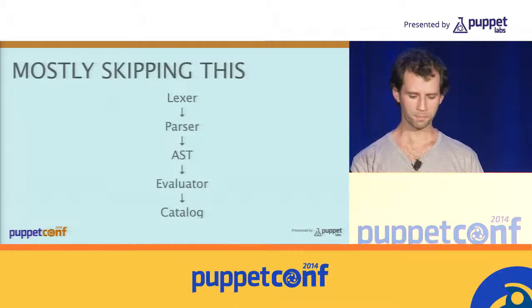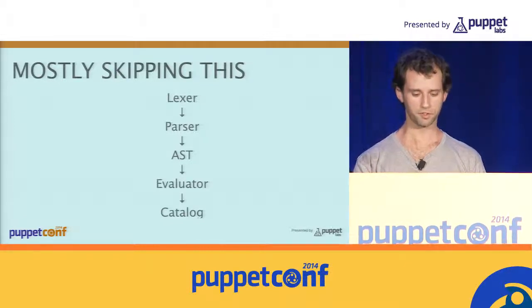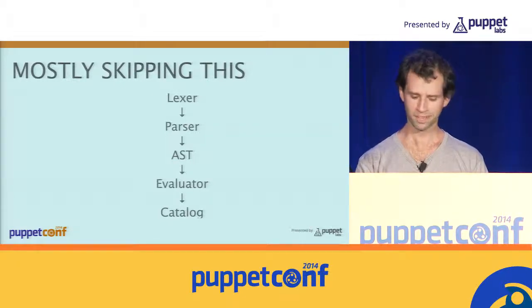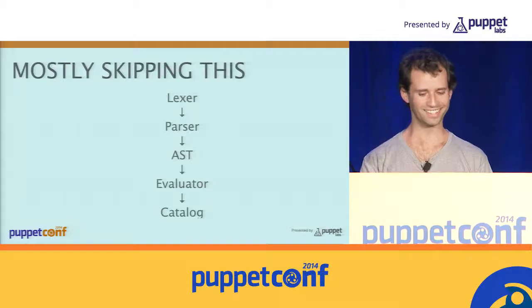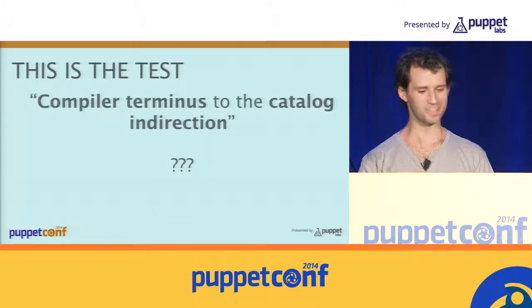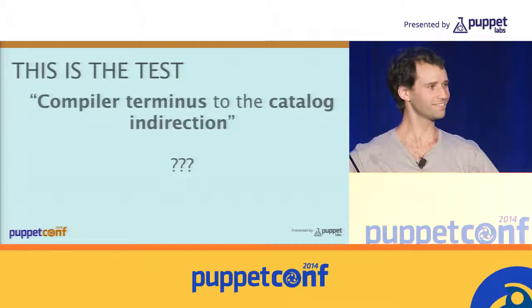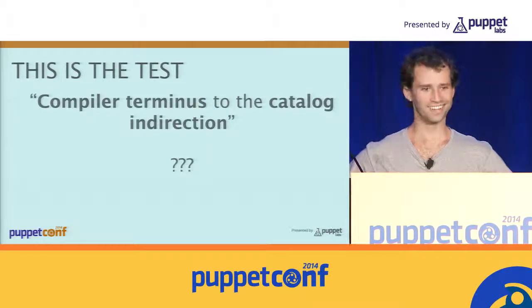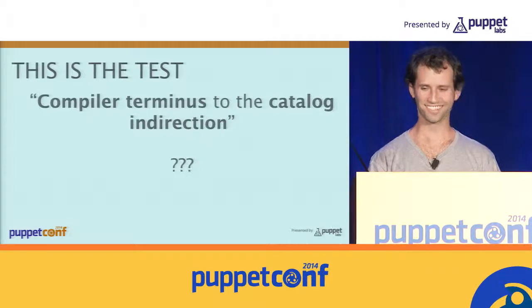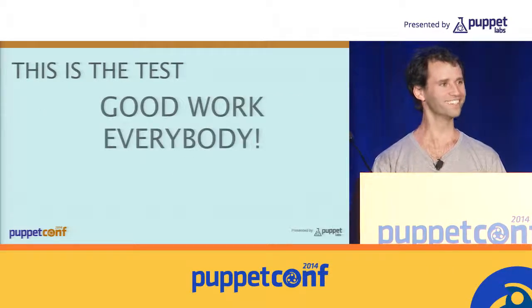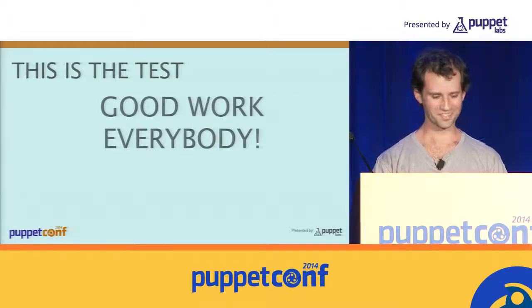So like I mentioned a bit ago, the compiler gets invoked by the compiler terminus to the catalog indirection. And the big test is, do you understand that? Do you understand what it means to invoke the compiler terminus to the catalog indirection? Oh, yeah. Everyone's with me. All right. Good work, everybody. Thanks for coming to my Puppet internals talk.